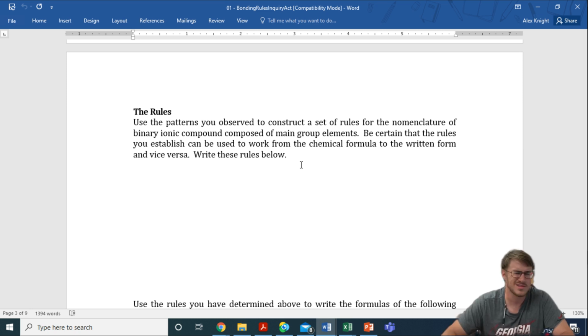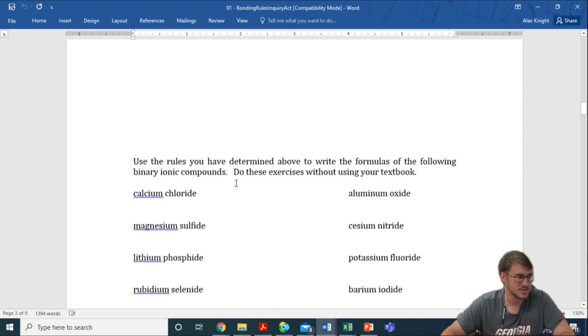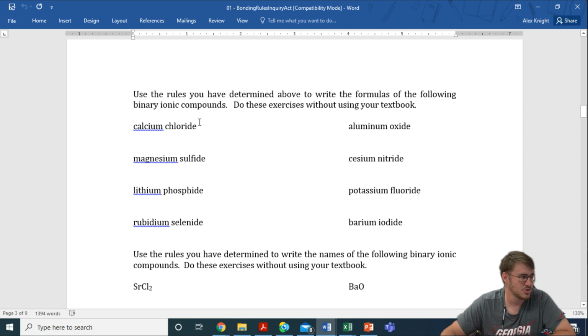The other ones kind of flowed a little bit faster, but they had some other nuances to them. So that last rule was: look at the oxidation numbers that each element brings, crisscross or swap them to write them as subscripts, ignoring the signs. Ignoring the signs, big deal. So then you would practice these. We'll give you a couple of them.